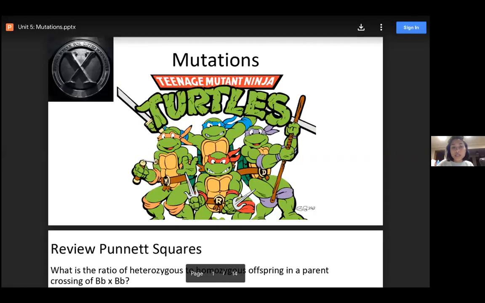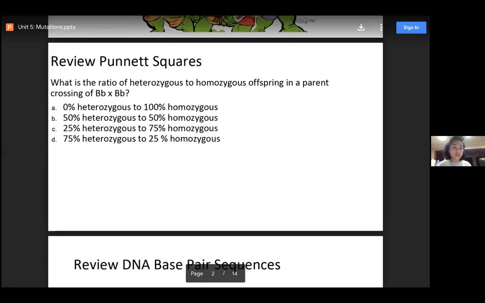Hello, seventh grade. Today we are learning about mutations since that does have a lot to do with DNA. But first, let's review what we learned about Punnett square ratios from yesterday. What is the ratio of heterozygous to homozygous offspring in a parent crossing of big B, little b, and big B, little b? So let's start by creating a key.